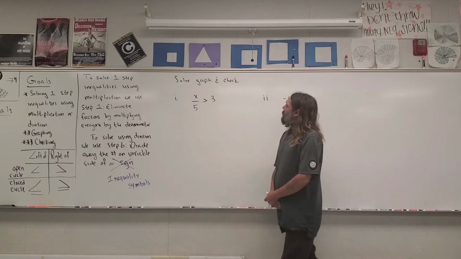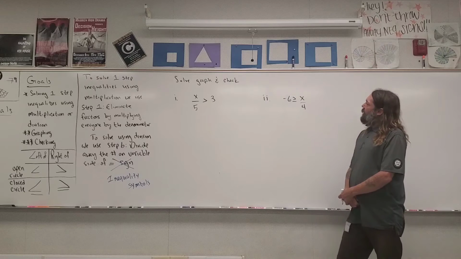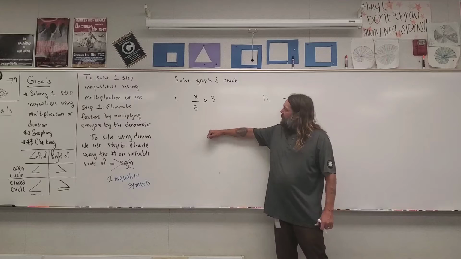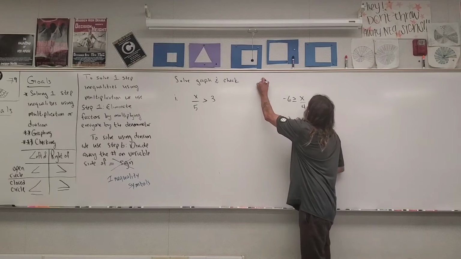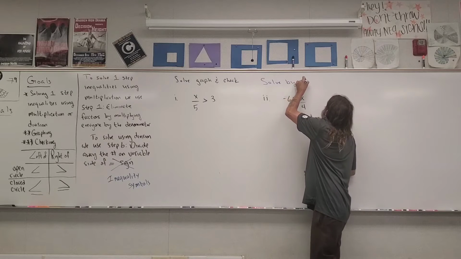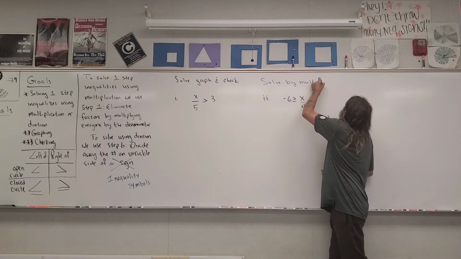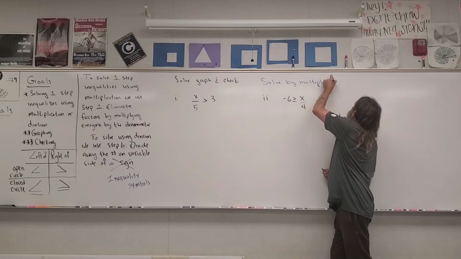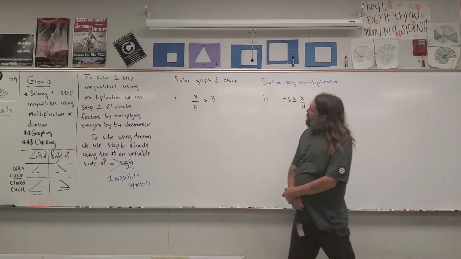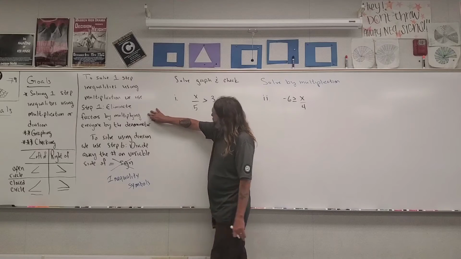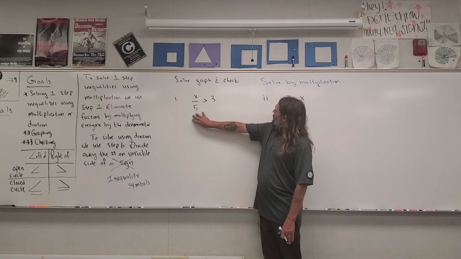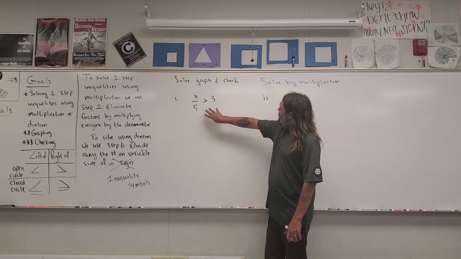Alright, so I have a couple of examples of solve, graph, and checking, and both of these are actually solved by multiplication. Alright, solve by multiplication. So again, eliminate the fractions. I eliminate the fractions by multiplying everybody by the denominator. So in the first problem, the denominator is 5, so I'm going to multiply everybody by 5.